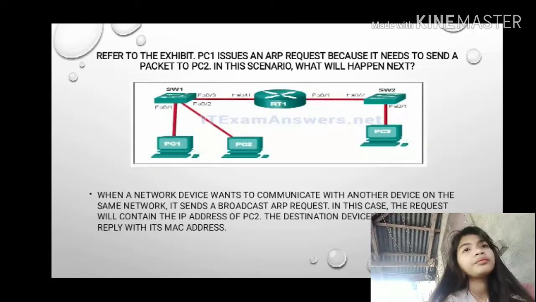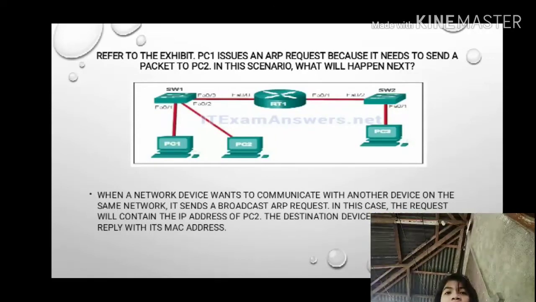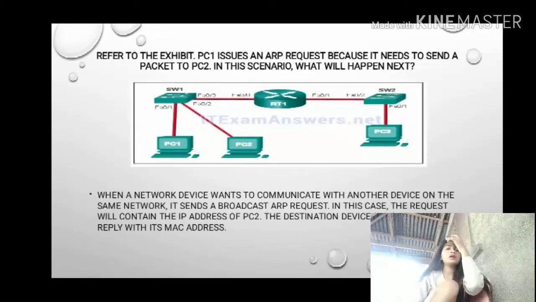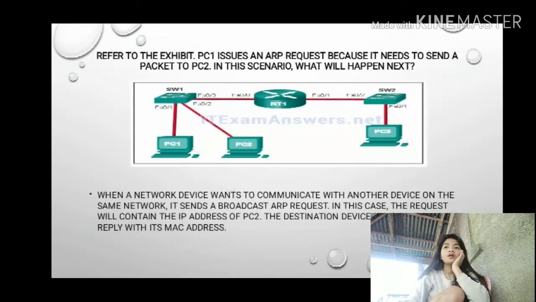So let's proceed to the next exhibit. PC1 issues an ARP request because it needs to send a packet to PC2. In this scenario, what will happen next? When a network device wants to communicate with another device on the same network, it sends a broadcast ARP request. In this case, the request will contain the address of PC2.